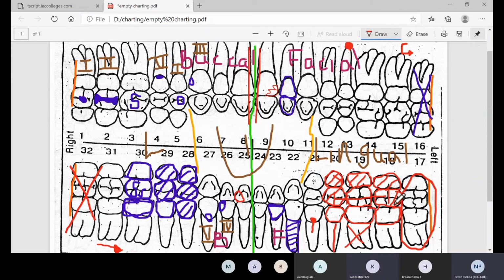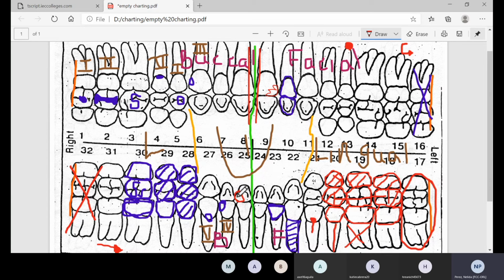18 to 20 has a 3-unit bridge that needs a porcelain fused to metal crown bridge. 19 needs to be extracted. So 19 is considered the pontic, and 18 and 20 are the abutments. 20 also needs a root canal. 21 needs a post and core. 22 has an implant. 23 has a veneer.